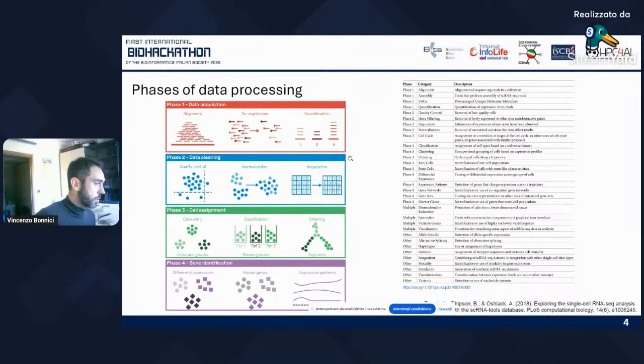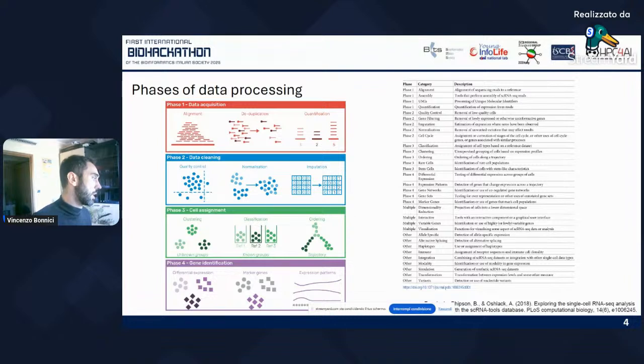So we can also summarize the phases of data preprocessing in single-cell RNA-seq in four, let's say, phases. One is the data acquisition. Once you have the raw reads, you align them to a reference. It can be a genome annotation, a transcriptome, or something else. Then you need to deduplicate your data, because thanks to UMIs, you can identify duplicates in your data and remove them from the analysis. And then you run the quantification step.